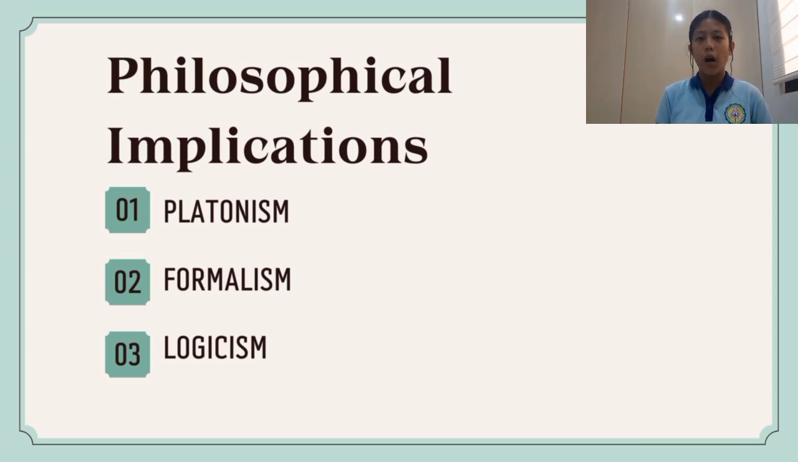Next is formalism. Formalists argue that mathematics is fundamentally about manipulating symbols according to specified rules. In this view, mathematical truth is more about consistency with a formal system than about correspondence to an external reality. Lastly is logicism. Logicists attempt to reduce all of mathematics to logical principles. This approach seeks to ground mathematical certainty in the fundamental laws of logic, providing a unified foundation of mathematical knowledge.